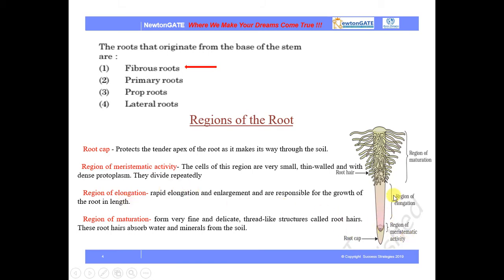Next comes the region of elongation. Above the region of meristematic activity is the region of elongation. And finally, above the region of elongation is the region of maturation. Let us see what the functions of these different regions are.